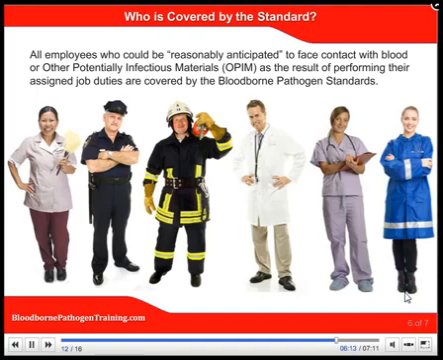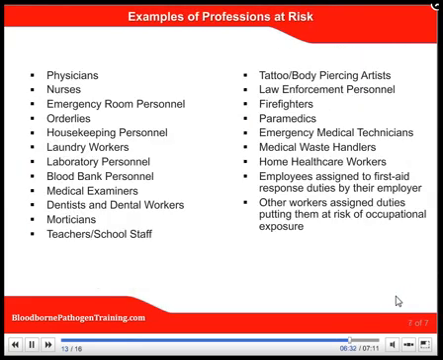Who is covered by the standard? All employees who could be reasonably anticipated to face contact with blood or other potentially infectious materials as the result of performing their assigned job duties are covered by the bloodborne pathogen standard. This list shows examples of some of the professions at risk of occupational exposure to bloodborne pathogens.